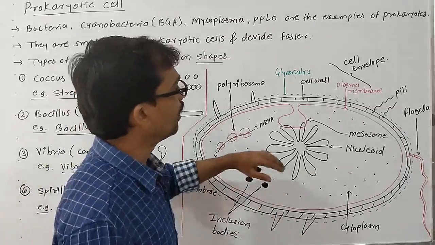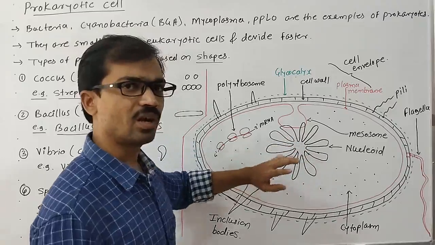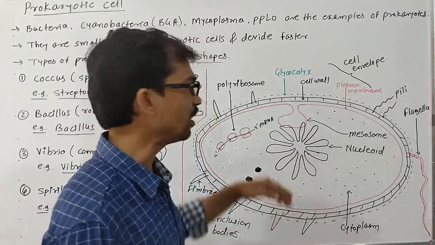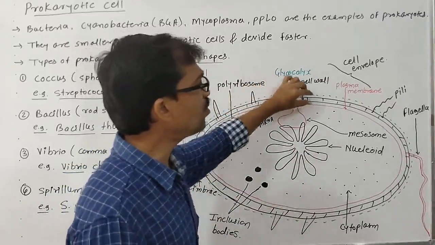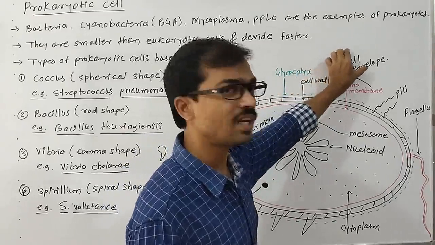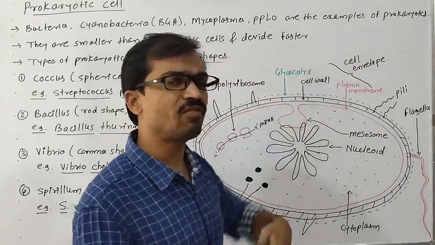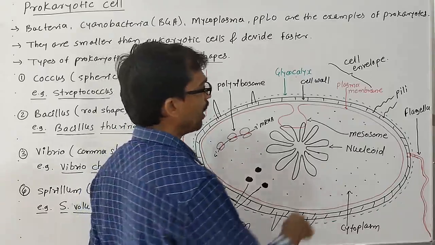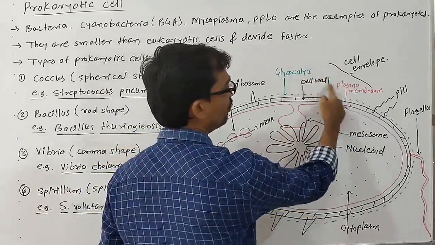From outside to inside, we will see what the different parts of a prokaryotic cell are. The outermost protective covering of the prokaryotic cell is called the cell envelope, and this cell envelope has different modifications in different types of bacteria. The cell envelope is made up of 3 layers.